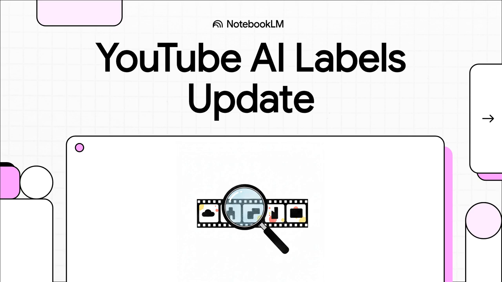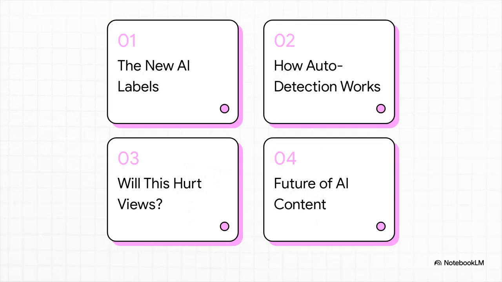Okay, let's dive into this. Today, we're exploring a bit of a ripple effect. First up, the new AI labels. Second, how auto detection works. Third, will this hurt views? And finally, fourth, the future of AI content.